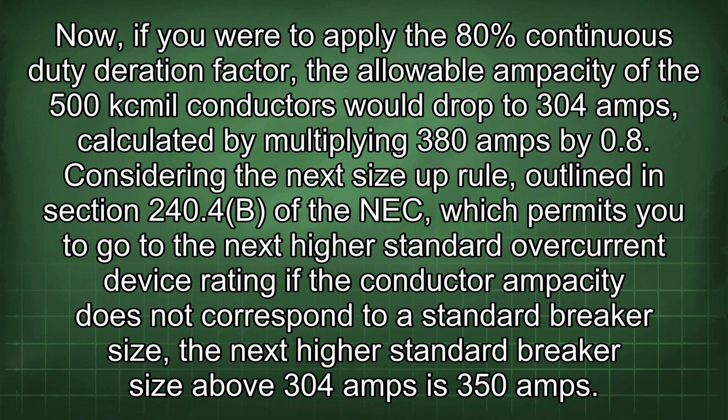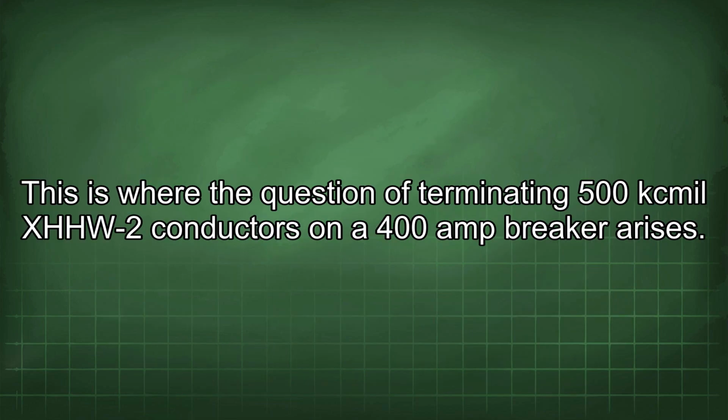Considering the next size-up rule outlined in Section 240.4(B) of the NEC, which permits you to go to the next higher standard overcurrent device rating if the conductor ampacity does not correspond to a standard breaker size, the next higher standard breaker size above 304 amps is 350 amps. This is where the question of terminating 500 kcmil XHHW-2 conductors on a 400 amp breaker arises.